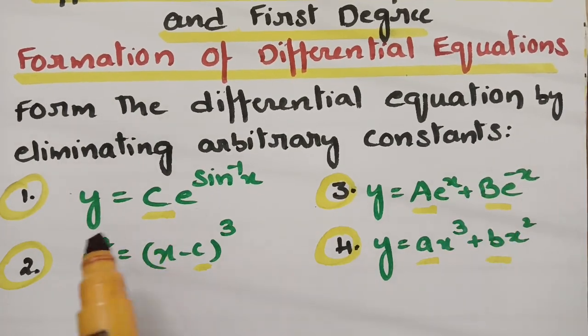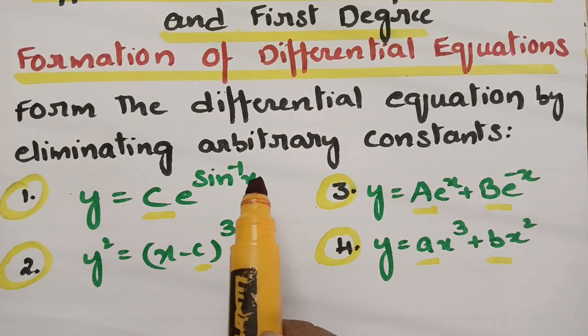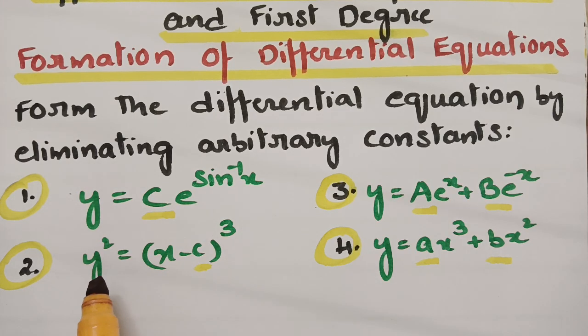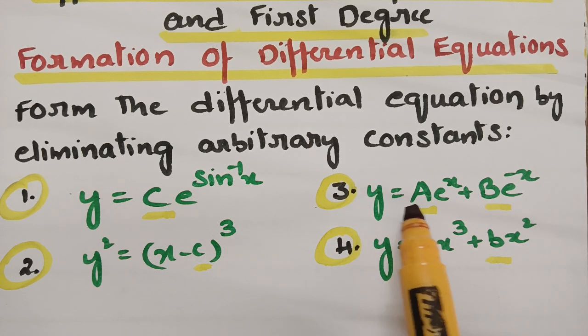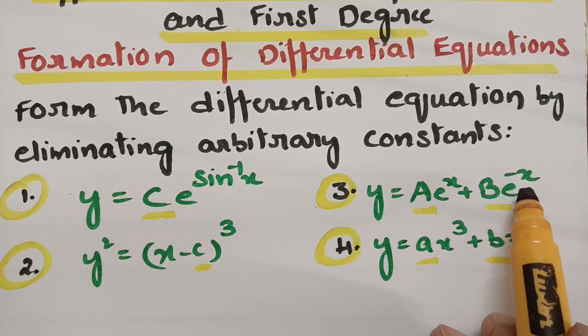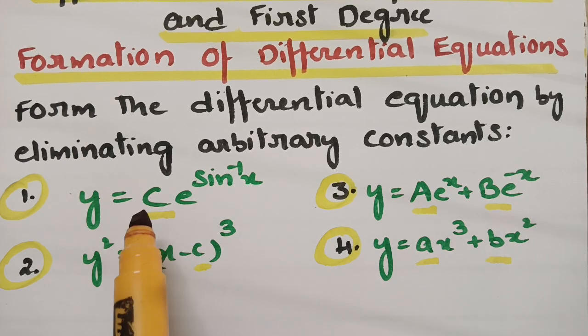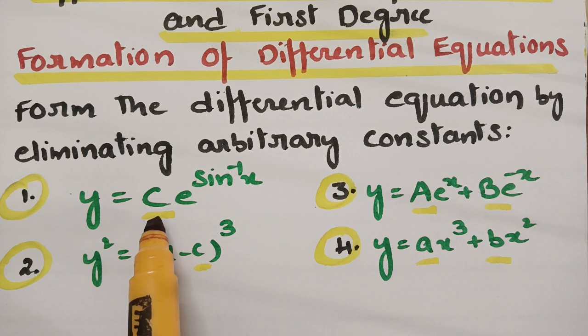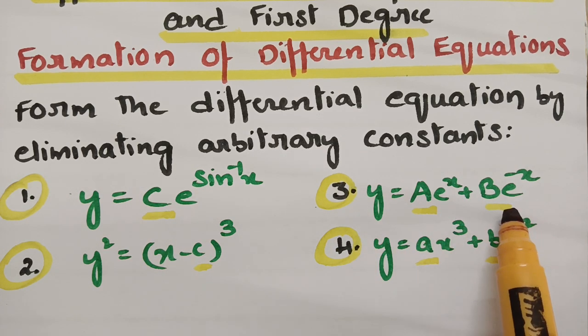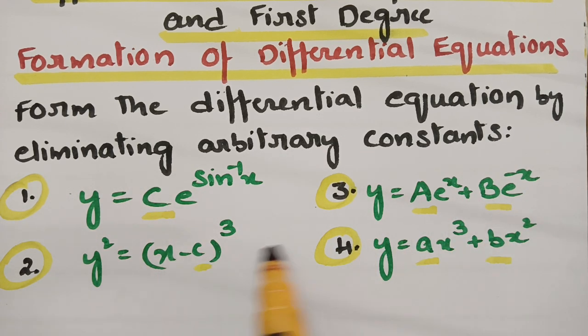Here is the first question: y is equal to c into e power sine inverse of x. Second question: y square is equal to x minus c whole cube. Third question: y is equal to a into e power x plus b into e power minus x. Fourth question: y is equal to a x cube plus b x square. Here, if you observe, in the first two questions c is the constant, and in the others small a and small b are the constants.